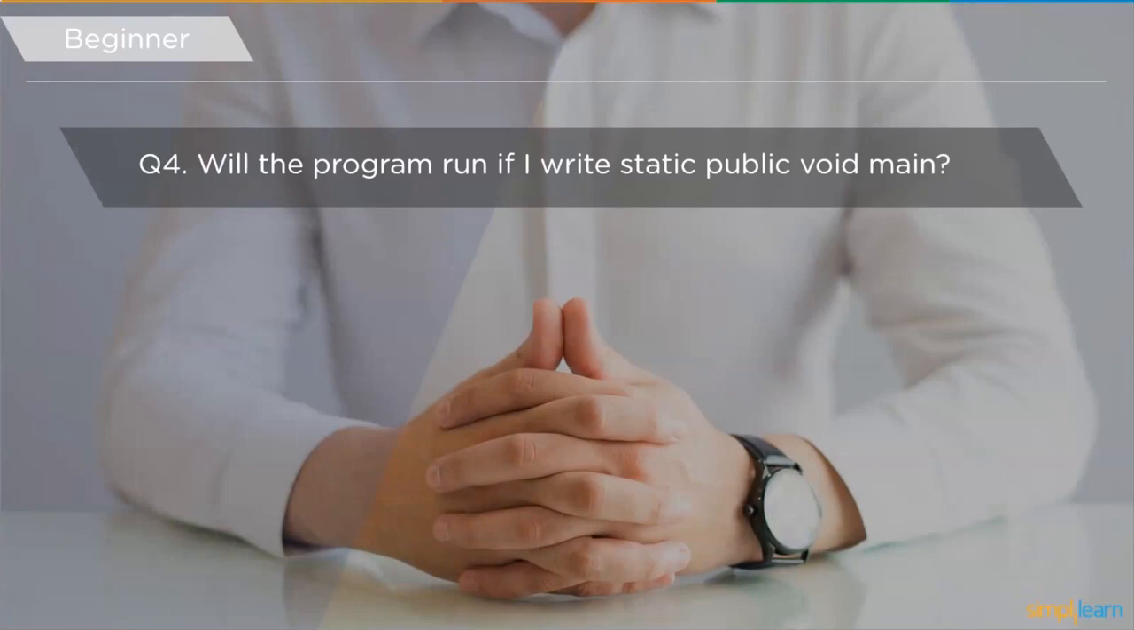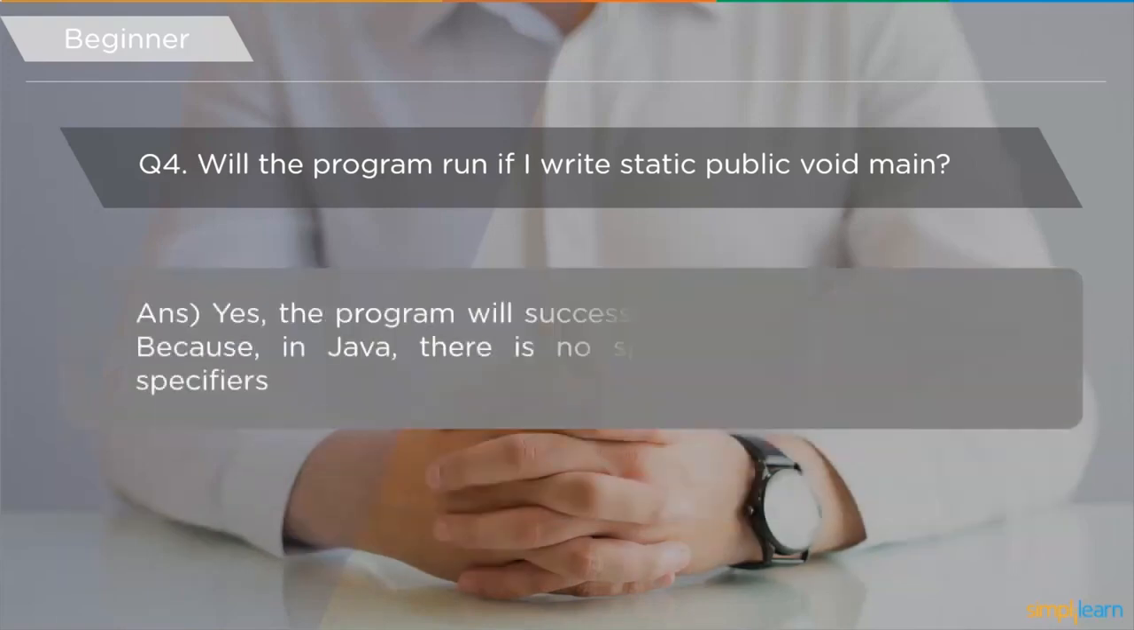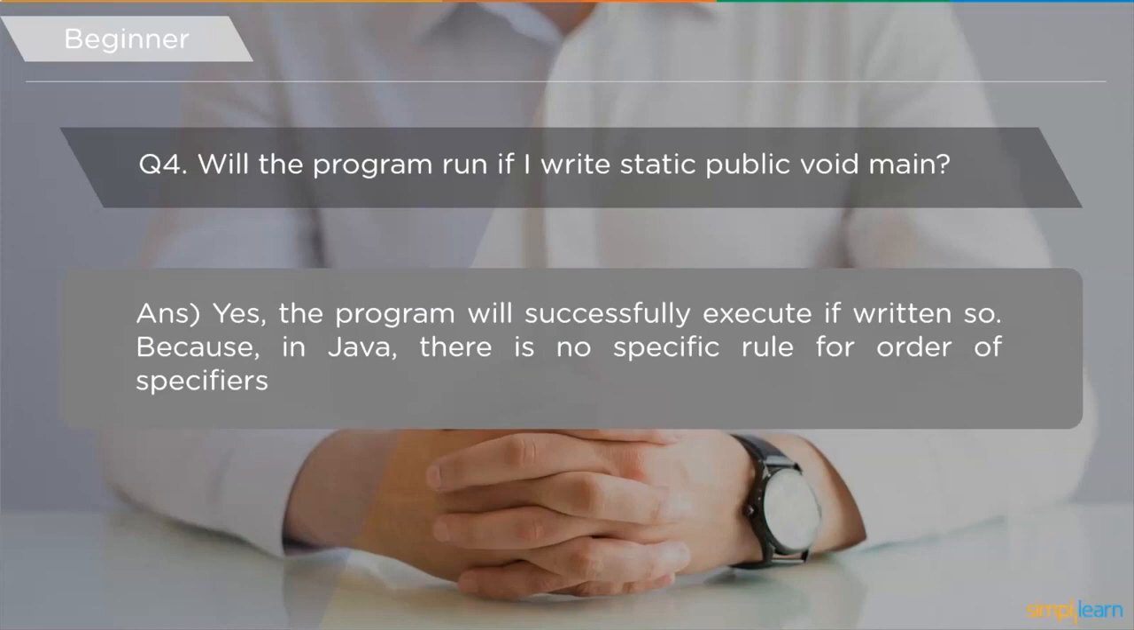So the next question in the list is, will the program run if I write static public void main? So basically we write public static void main, but in case, imagine if I write the program as static public void main, will the program execute properly? So the answer for this question is yes, because Java does not follow any specific rule for the order of specifiers you place in your program. So when you execute the program with such pattern in your specifiers, then the program will compile successfully. Also, it will run successfully.